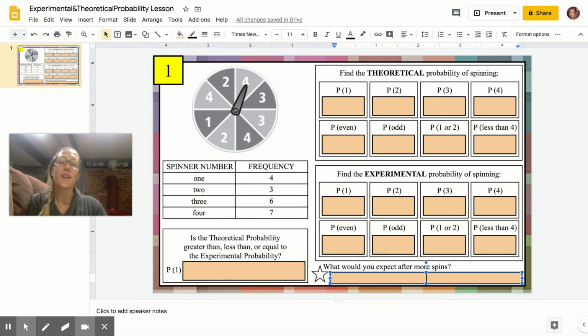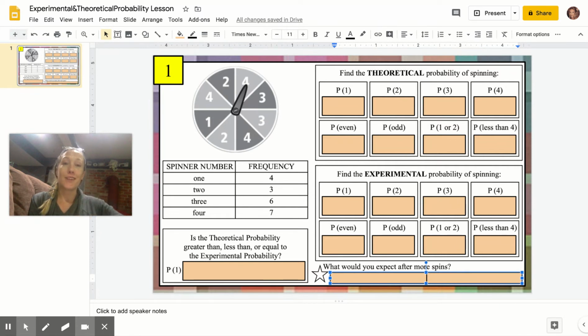Hola, hello. So today we're going to talk a little bit more about theoretical versus experimental probability. Something we talked about is theoretical probability is what might happen. Experimental probability is when you actually try it, right? So theoretical probability would be like saying, I have a coin, I'm going to flip it. The probability of me getting a heads when I flip it is 1 out of 2.